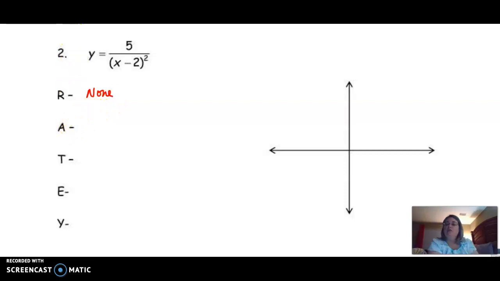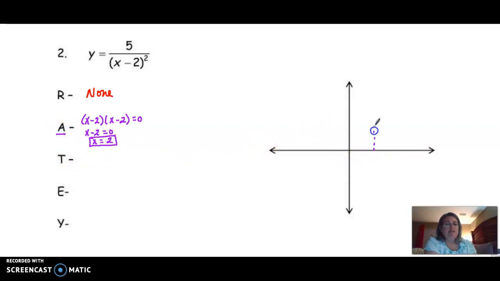Our A, remember, is where we set the denominator equal to 0. Notice if I take (x minus 2) squared, which means (x minus 2) times (x minus 2), and set that equal to 0, I don't actually have to do both of them. You only really need to do one. And when I solve, x is equal to 2, which means I'm going to have a vertical asymptote. Our A stands for vertical asymptote. We're going to have it at 2.